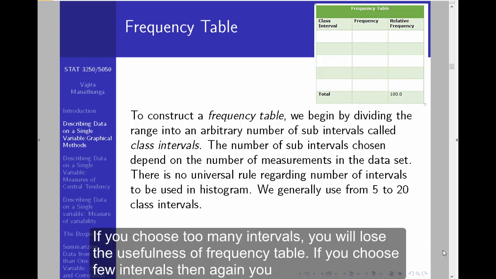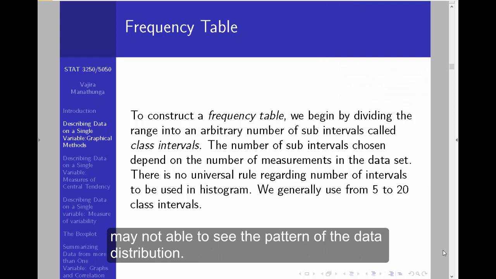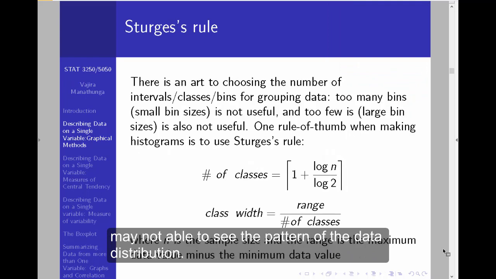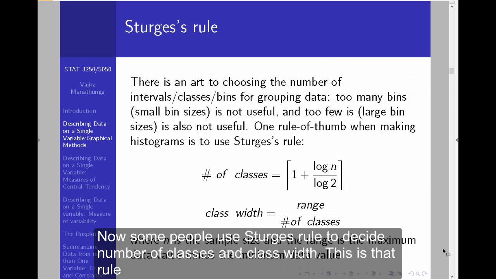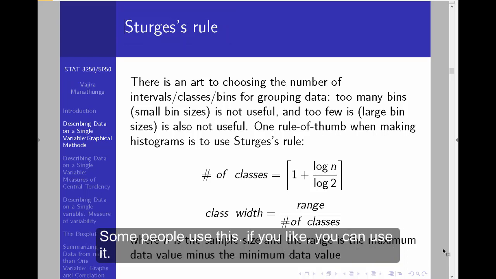If you choose too many intervals, you will lose the usefulness of the frequency table. If you choose too few intervals, then again you may not be able to see the pattern of the data distribution. Now, some people use Sturges' rule to decide the number of classes and class width. This is that rule. Some people use this. You can, if you like, use it.